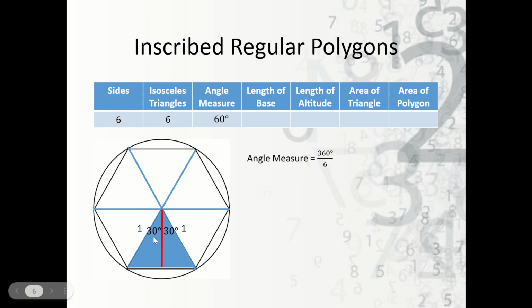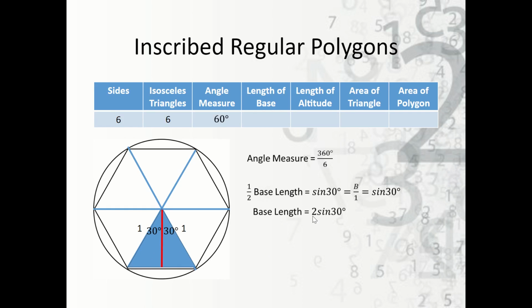So now we can go ahead and find the base using our sine function. So we know that 1/2 of the base, because all we get is this part here, so 1/2 of the base is equal to sine of 30 degrees. So that's equal to 1/2 the base. Now, if we want to find the full base, we need to multiply it by 2, because these two are exactly the same. So now it would be 2 sine 30 degrees is equal to the base. When we enter that into our calculator, we get that the length of the base then is 1.